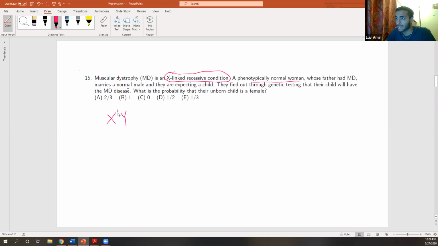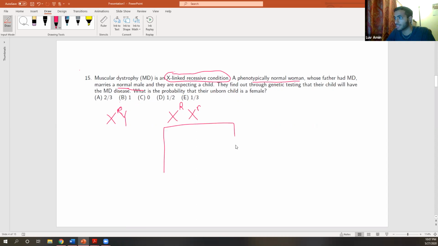So if males had the recessive condition, say this is little r, then there's no way they can carry it. They already have it, right? But females have 2 X chromosomes, right? So one can be dominant and the other one could be recessive, and they still show the normal phenotype. So in our case, we know that our phenotypically normal woman has this combination right here. And she marries a normal male. He would have a dominant R on the X chromosome, right? So let's cross this.